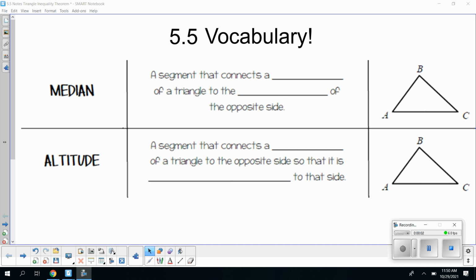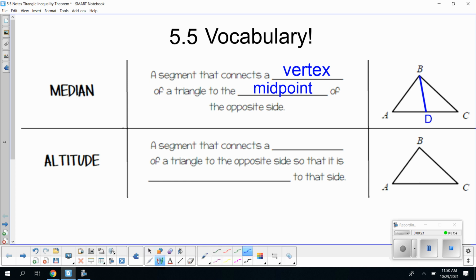Okay, geometry students, today we are going to look at some vocabulary before we do the rest of our notes. So looking at the front of our chapter 5 notes packet, we're going to look at the words median and altitude. A median is a segment that connects the vertex of a triangle to the midpoint of the opposite side. So if we look at our example here, we see that we have a segment that starts at B and goes to the middle of our segment AC. That creates two equal segments, AD and DC.